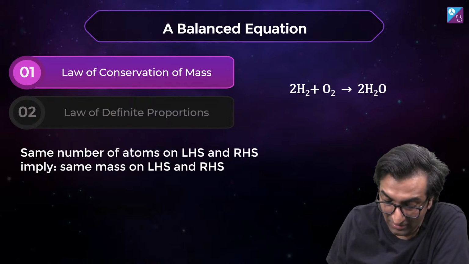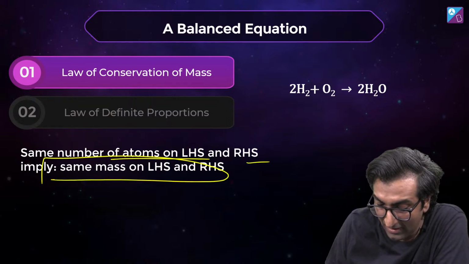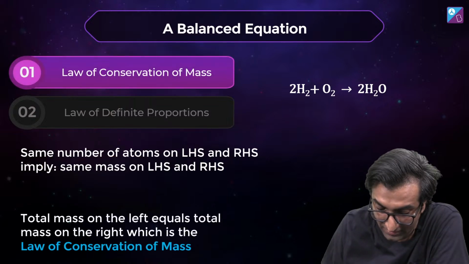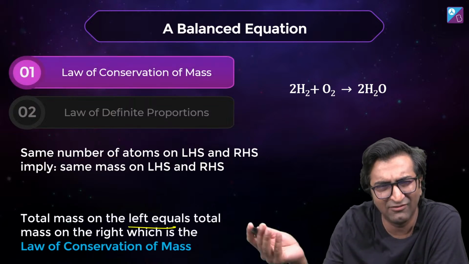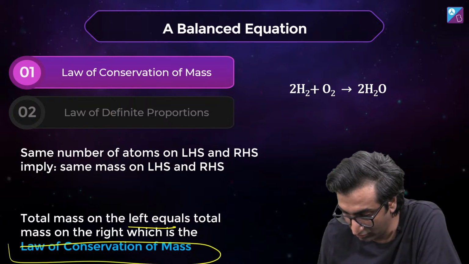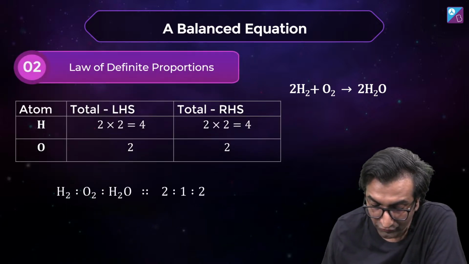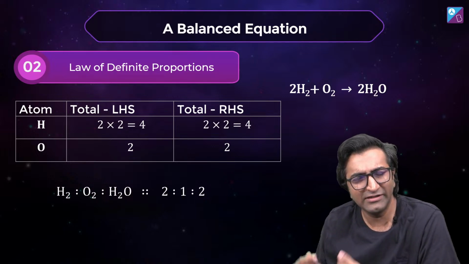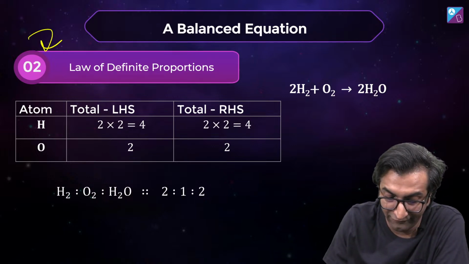Anyway, the same number of atoms on LHS and RHS implies the same mass on LHS and RHS, and the total mass on the left-hand side equals that on the right. This is the law of conservation of mass. Okay, good. Let's move on. Note that let's take it one step further, right? Law of definite proportions.